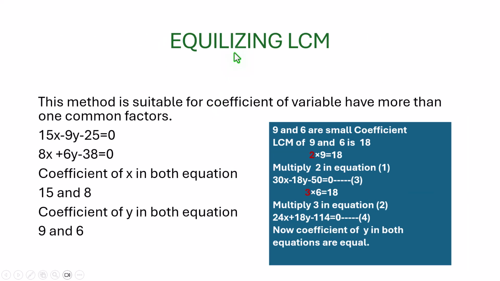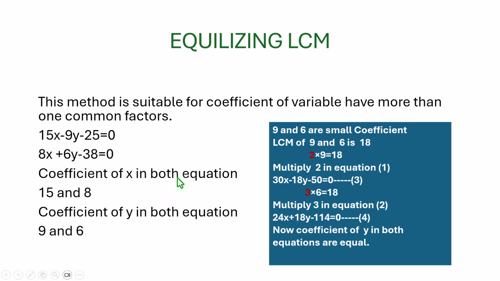Another method is equalizing by least common multiple. This method is suitable when the coefficients of a variable have more than one common factor. Now see, 15x minus 9y minus 25 is equal to 0, and 8x plus 6y minus 338 is equal to 0.